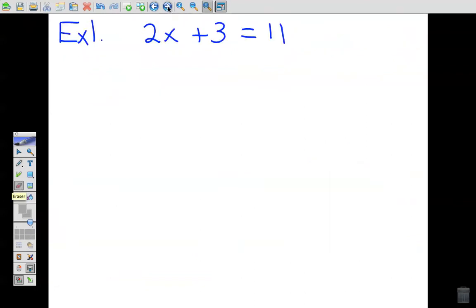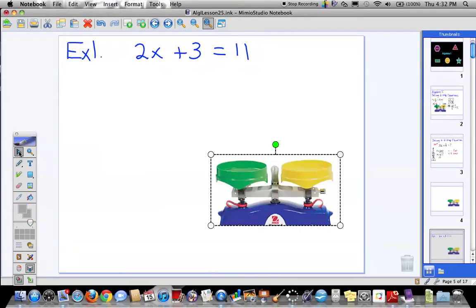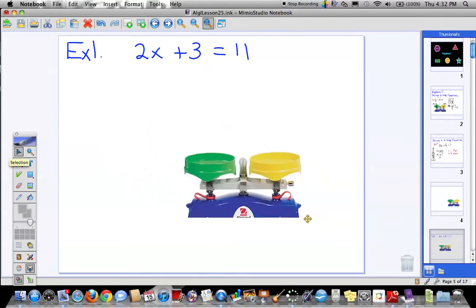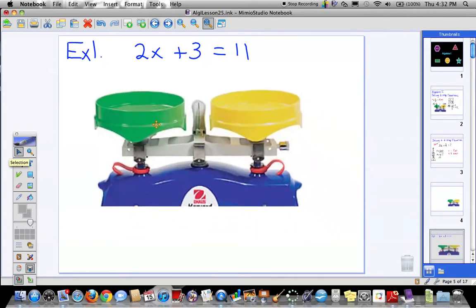All right, so let's take a look at example 1. Again, just to reinforce the idea here, I'm going to use my image of the science balance. My equation here is, let me make this a little bigger. Here's my large science balance. On the left side I have 2x plus 3 being equal to 11, right?